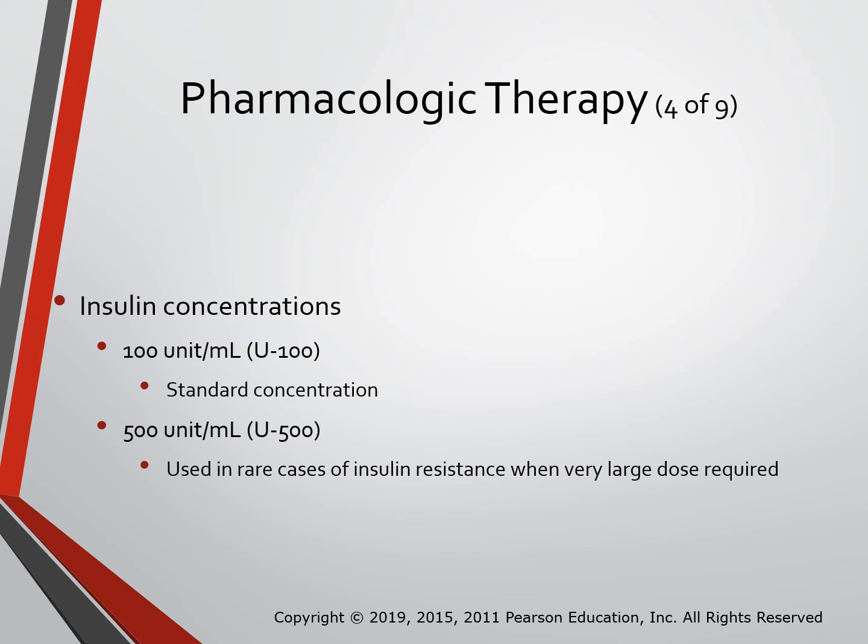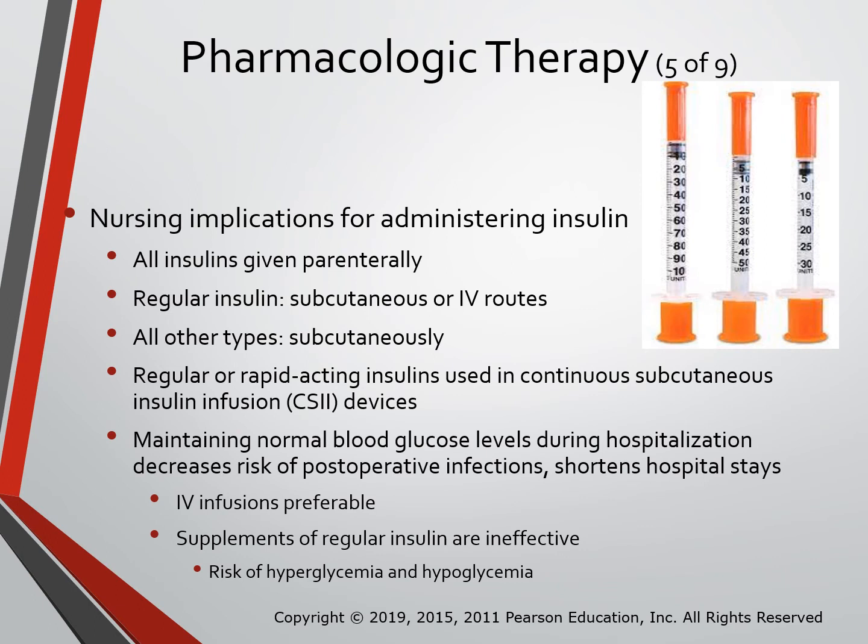Insulin concentrations are usually 100 units per milliliter or 500 units. And so when you draw it up, you're going to draw it up in units. And if you're giving a rapid acting insulin, like I said, what does it say? It's rapid acting. So it's going to act very, very fast, and it's going to bring the blood sugar down fast. So you need to monitor the patient as you're doing that.